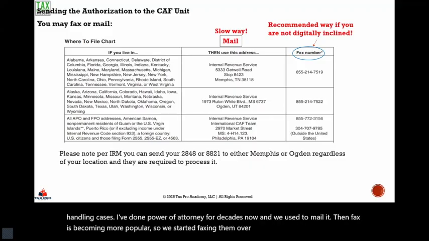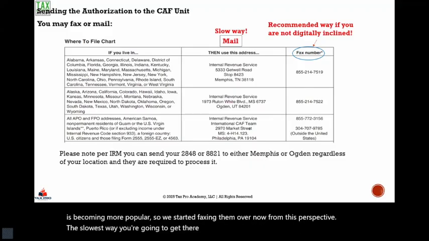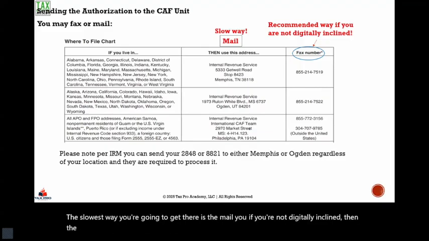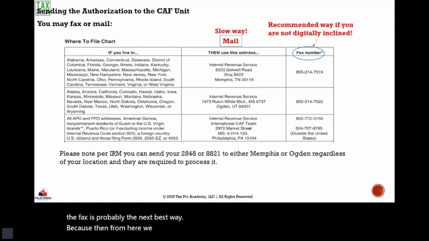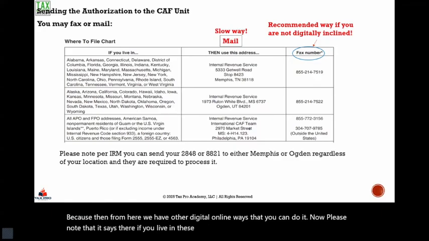Now, from this perspective, the slowest way you're going to get there is the mail. If you're not digitally inclined, then the fax is probably the next best way, because from here, we have other digital online ways that you can do it. Now, please note that it says there, if you live in these states, send to here. So here I'm in Florida, I send to Memphis. Bob, you're in Arizona, you send it to Ogden.